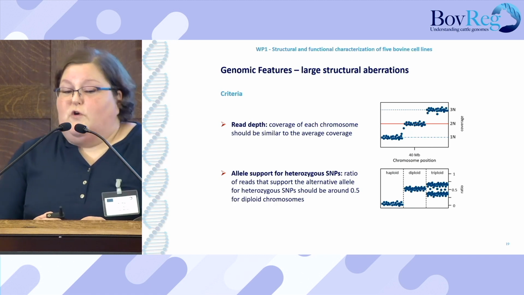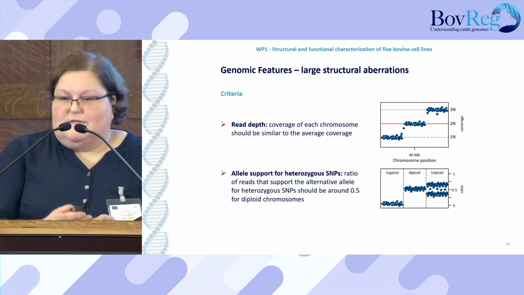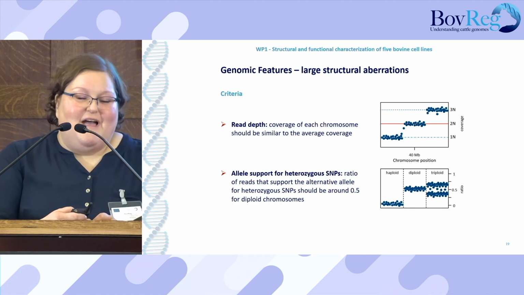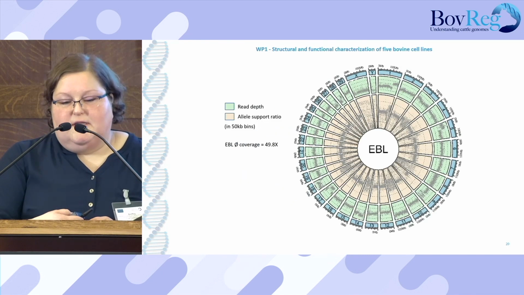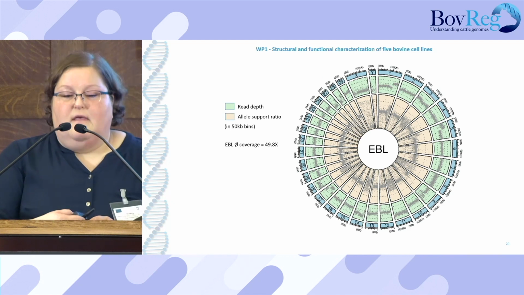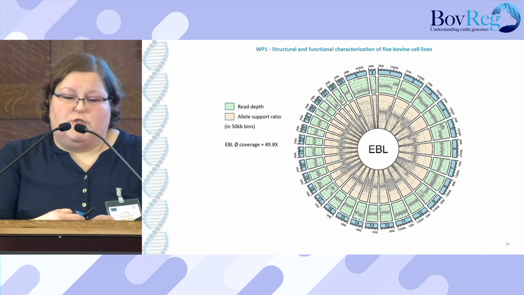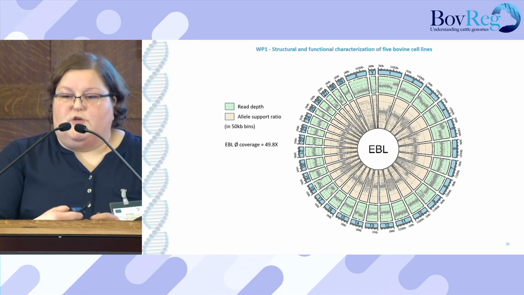So we did that with all cell lines, but for the sake of time, I'm only showing you one example for the EBL cell line. What you see here is a circos plot and a visualization of those two criteria. You see the coverage plotted for each chromosome in light green and the allele ratio in light orange.